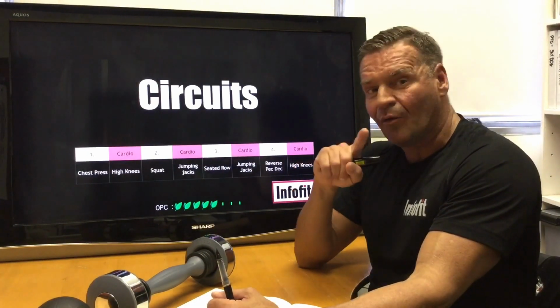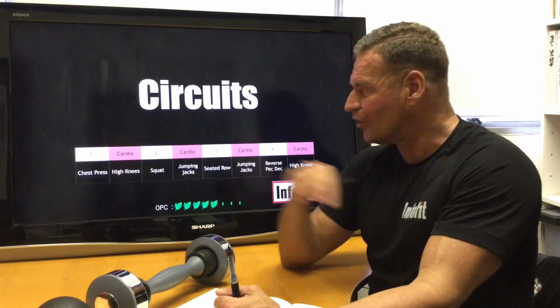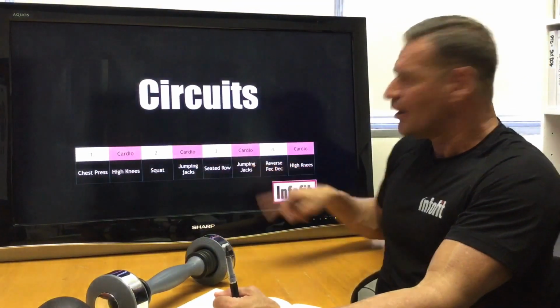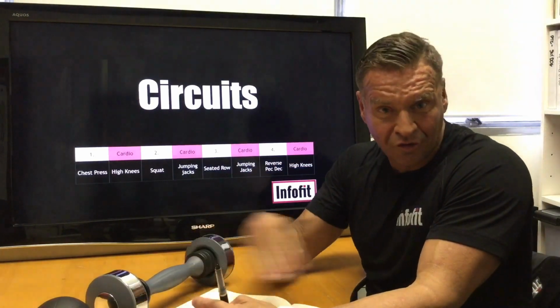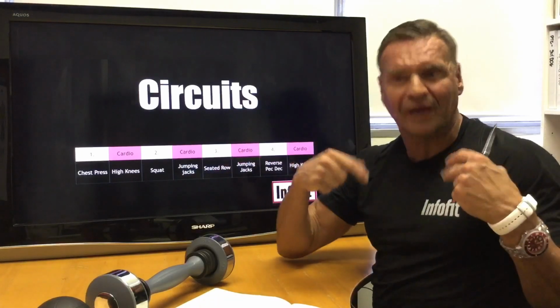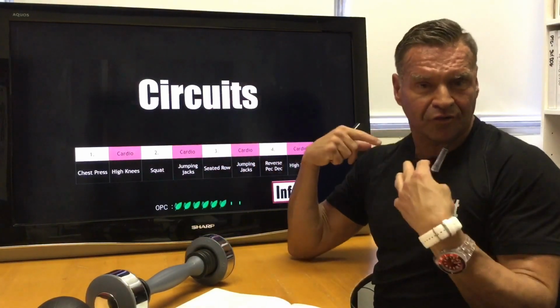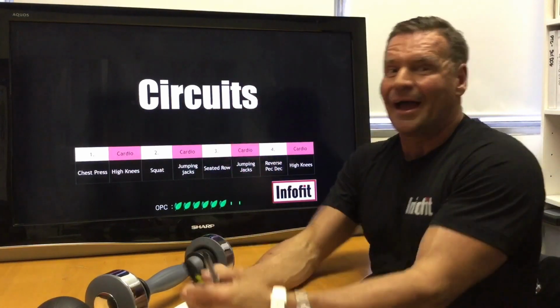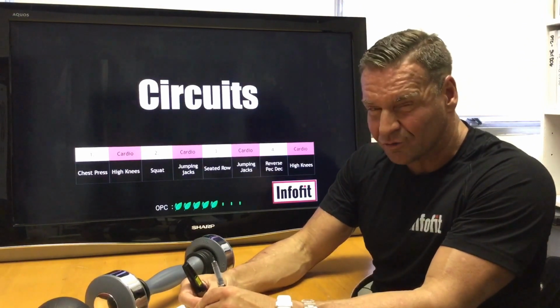Then the circuits. Now, there are different ways to look at circuits. You can do all resistance exercises in a circuit, and then you take a break. So you go from the chest press to the leg press to the row to the shoulder press. You can do all these. And then you can do something for your cardio training.